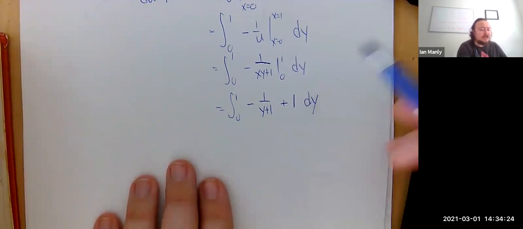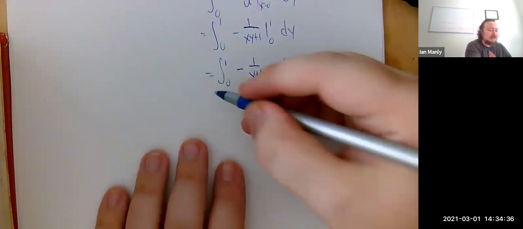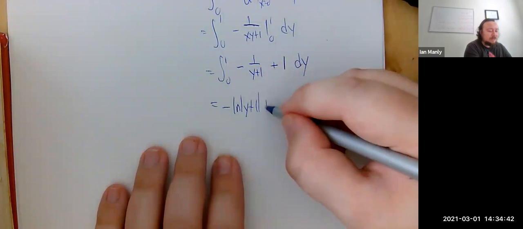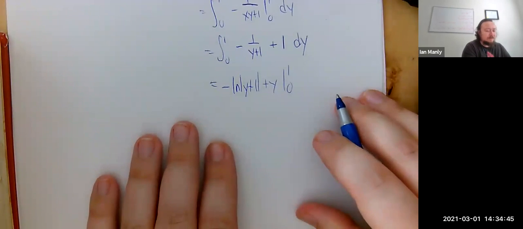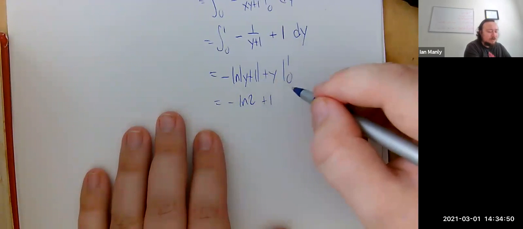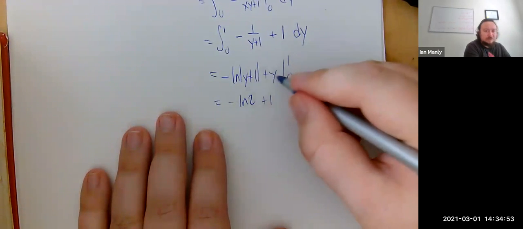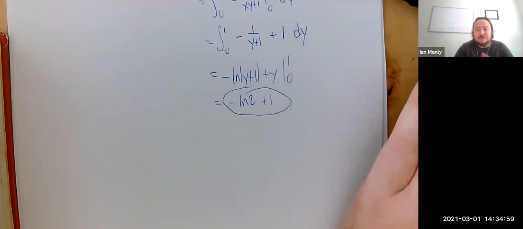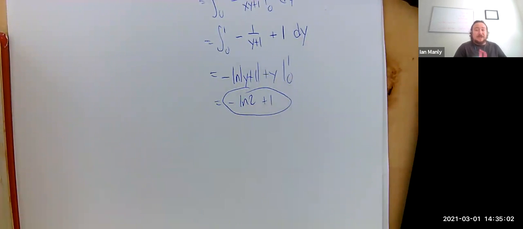And now we can do this integral, and this is a very easy integral to do with y. Oh my God, I knew that was going to happen. There we go. Okay, so we end up with negative ln of absolute value of y plus 1 plus y from 0 to 1. And if we do this, we have negative ln of 2 plus 1. And if we plug in 0 for both of these, it's just going to be 0. So we end up with negative ln of 2 plus 1 right here. All right, so that integral was much easier to do than the one on the previous page.